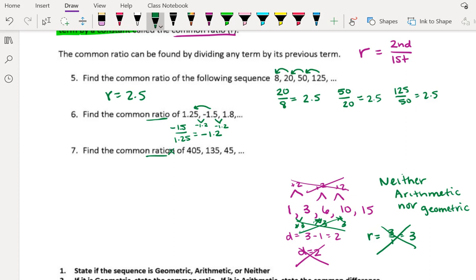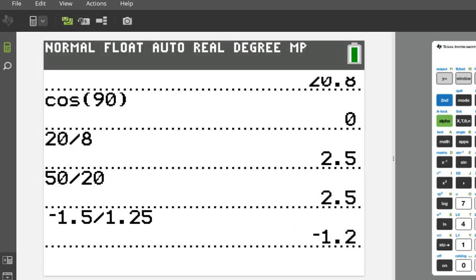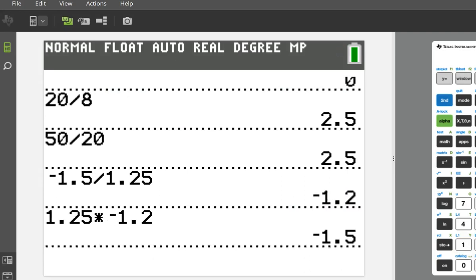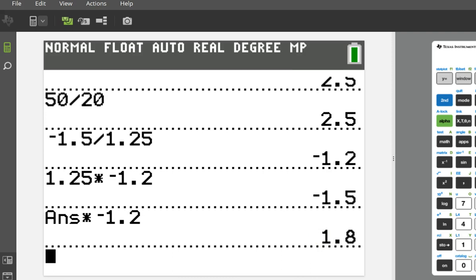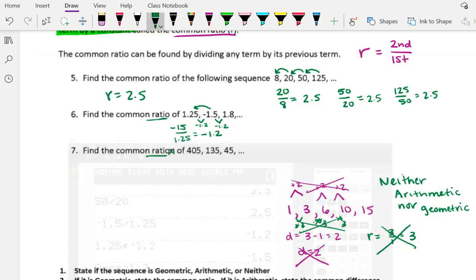So I'm going to start with 1.25 and multiply by that ratio. So 1.25 times negative 1.2, and I get negative 1.5. And then I'm going to times negative 1.2, and I get 1.8, which was the next value in the sequence. So it works. R is equal to negative 1.2.